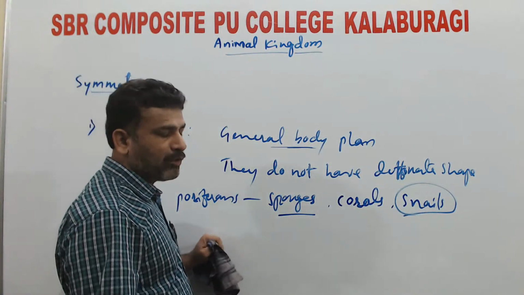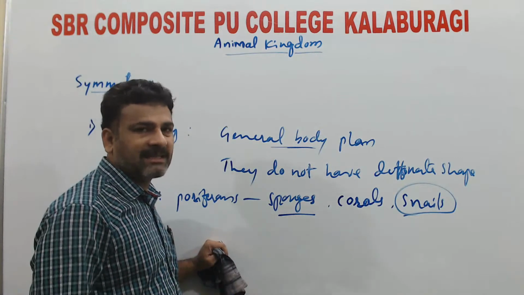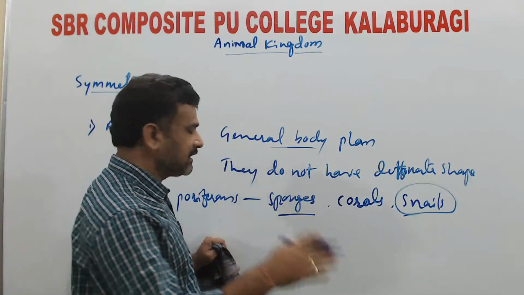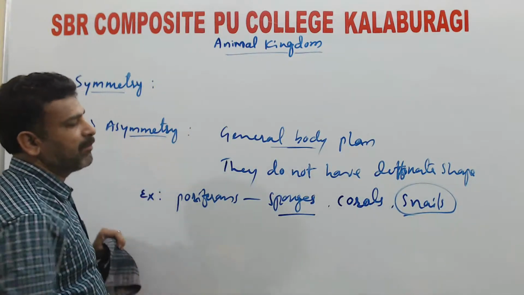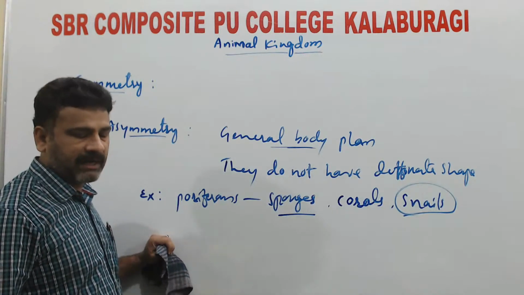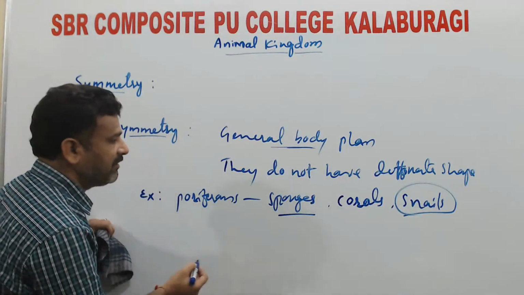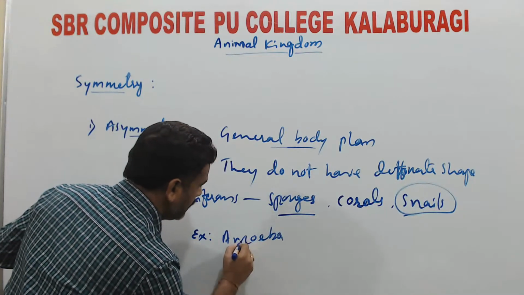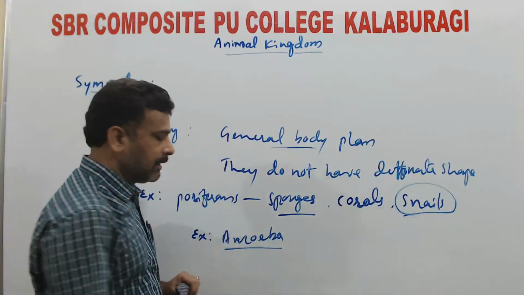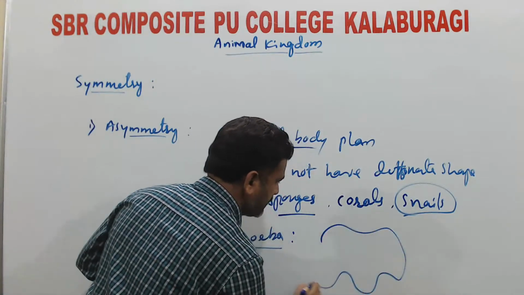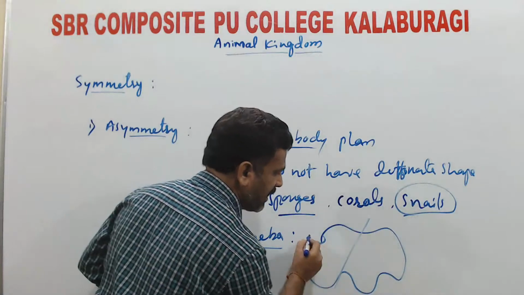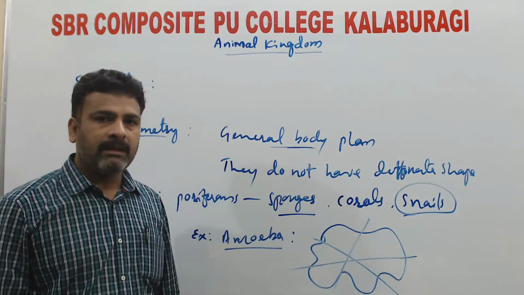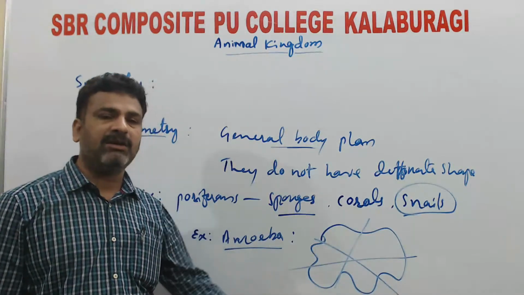They do not have any general body plan. The central axis is absent. If the central axis is absent and there is no definite shape of the body, such individuals exhibit the asymmetrical body plan. The best example is the amoeba. If you take the amoeba, the body shape is irregular. If you cut the body in this plane, or this plane, or this plane, we can't get equal halves of the body parts. We are unable to get the mirror image halves.